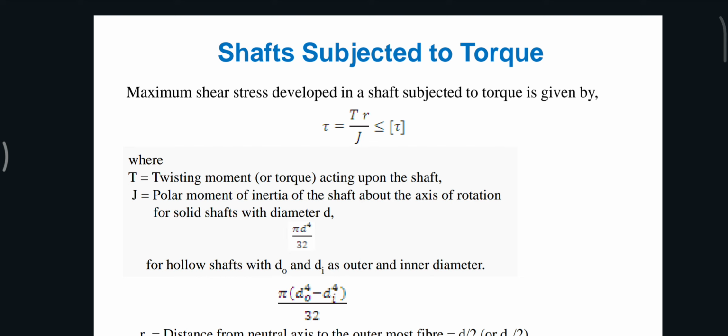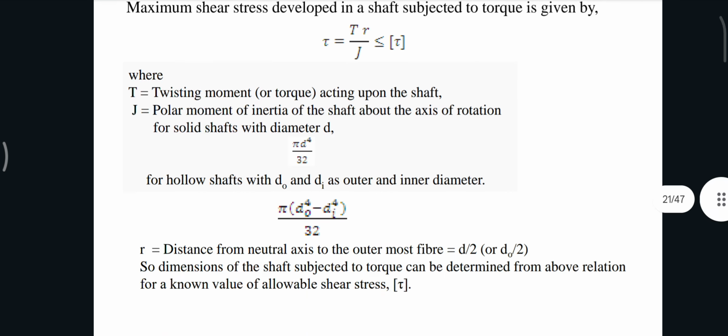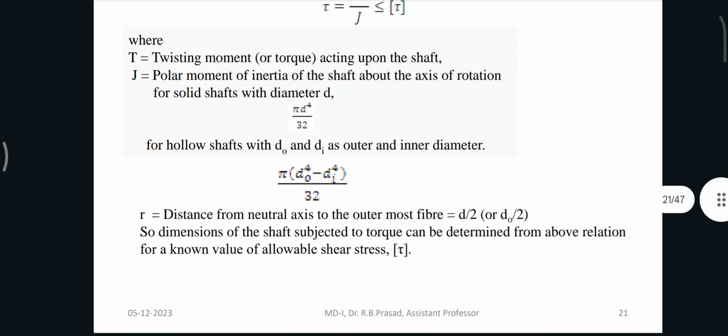Shear stress tau equal to T R by J, which is always less than or equal to the allowable tau, where T equal to twisting moment, J equal to polar moment of inertia, equal to pi into d to the power 4 by 32. For hollow shaft, J equal to pi into d naught to the power 4 minus di to the power 4 by 32. R equal to distance from neutral axis to the outermost fiber, equal to d by 2.